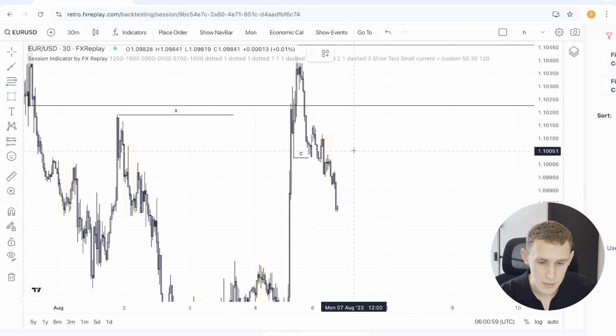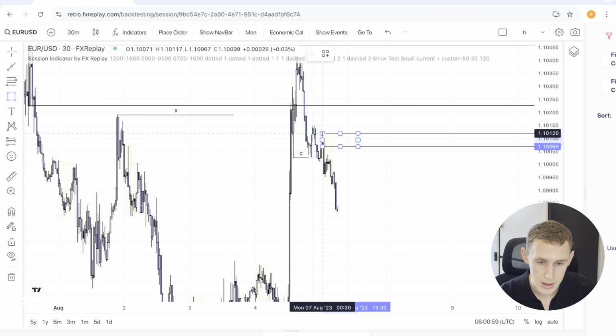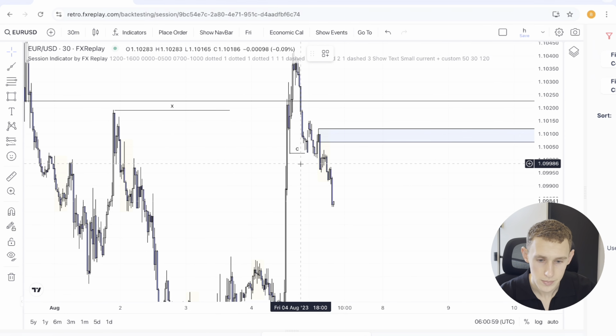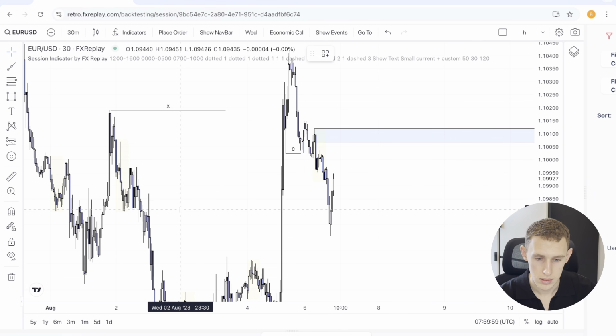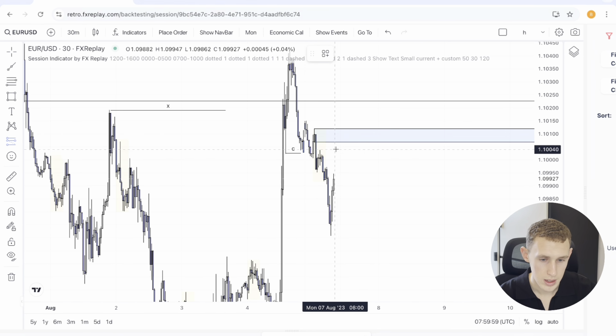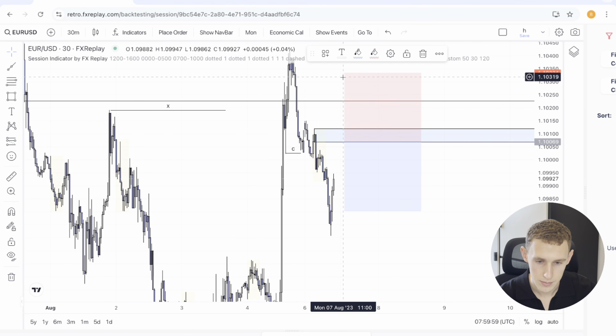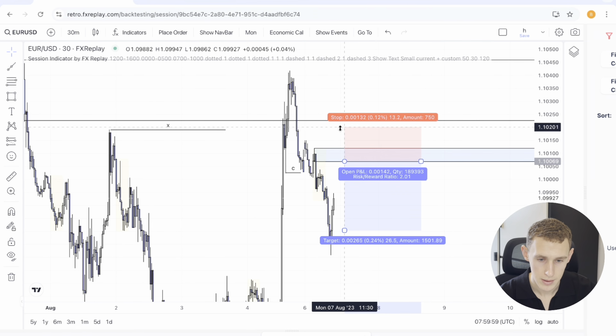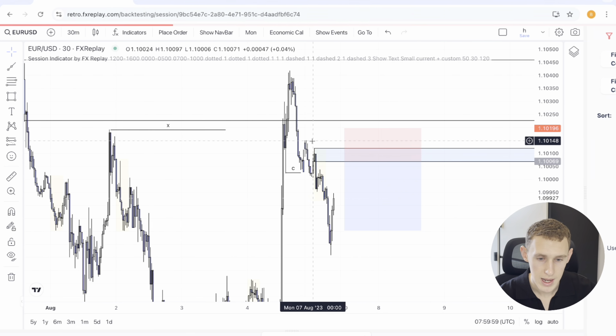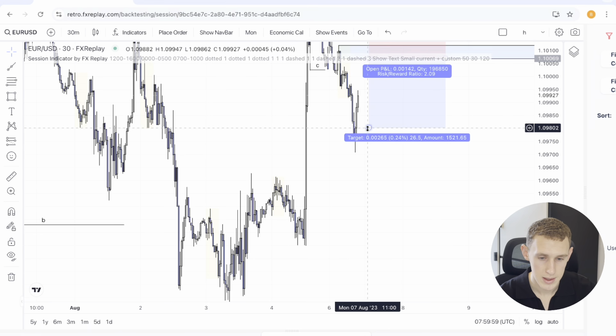So if I was looking for shorts here, I would look for a pullback into this sort of region, unless price creates liquidity below this one. Yeah, so there we go. I'm going to set a limit on this area, with stops slightly above this high. If price comes any higher than that, I don't want to be in this.